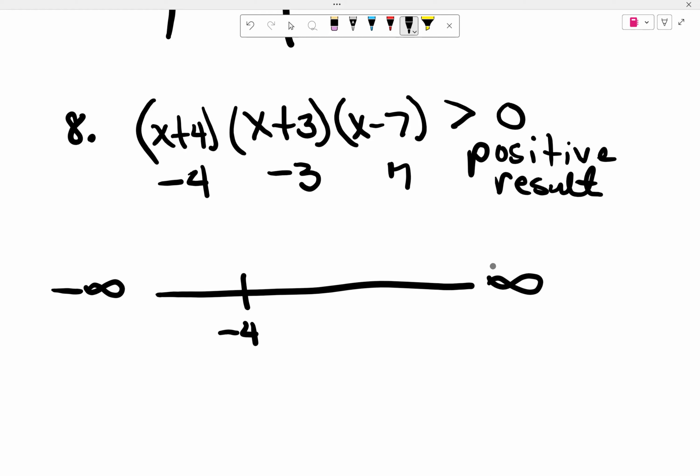So number line wise, this would be -4, this would be -3, and this will be +7. So we're going to use our test points. A simple test point between -3 and 7 is 0. I love that test point. Another test point that's easy is 8. Another test point that's also easy is -3.5. And another test point that is also easy to use is 5.